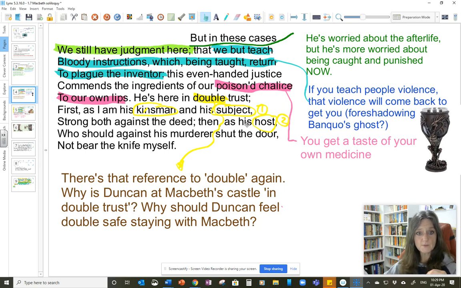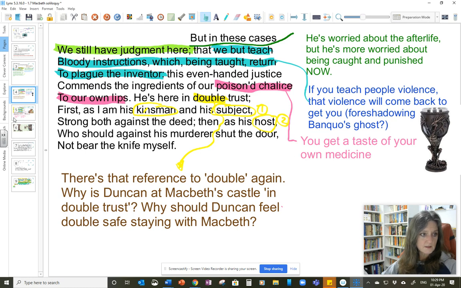Then Macbeth's number 3, I think, really, as his host. So he's saying that because I'm hosting him in my castle, I should be keeping the murderers out. Against his murderers shut the door, not bear the knife myself. So I should be actually putting on extra protection for Duncan, not killing him myself. As a host, I should be looking after him as a good host.